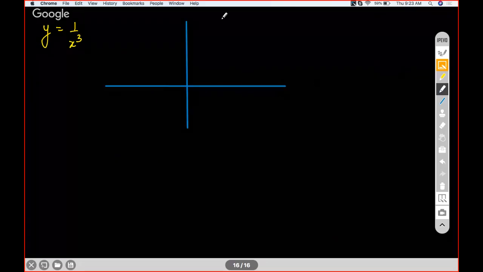Now there's not much of a difference in the graph of 1 by x and 1 by x cube. It's just that the steepness of these two arms will change. So can you tell me how the steepness would change? Let's say this is the graph of 1 by x. Then how would the graph of 1 by x cube be? Let's say this is point 1, this is point -1.